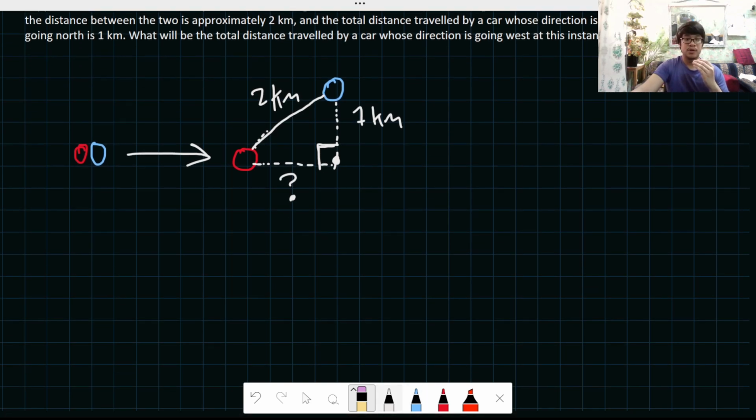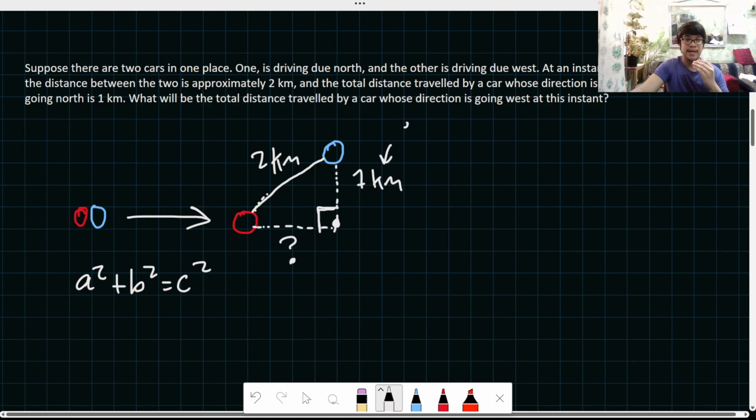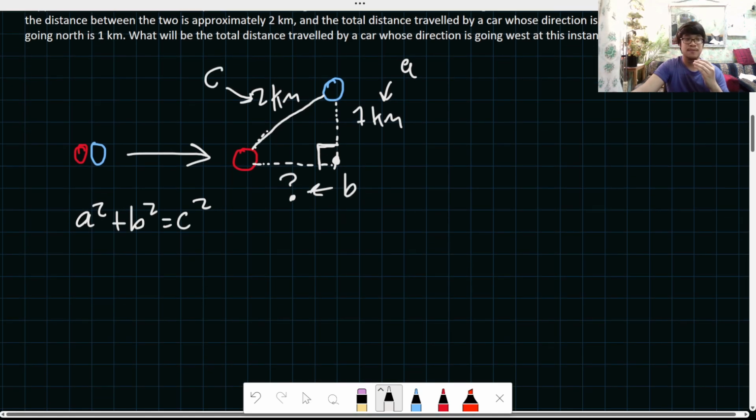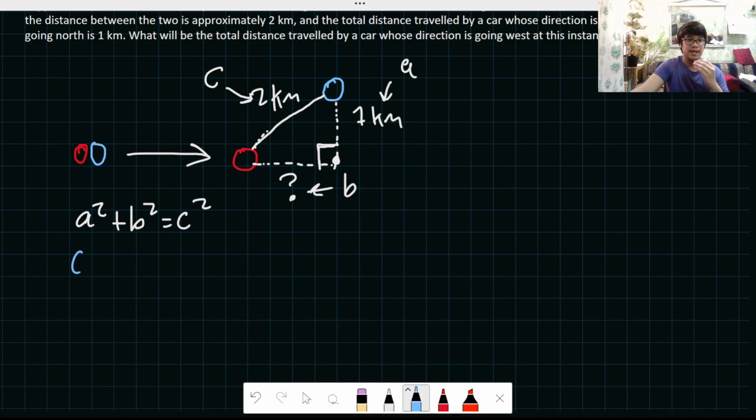All right. Remember that our formula of Pythagorean theorem is basically a squared plus b squared is equal to c squared. Now we can say that our A is 1 kilometer, B is the missing side that we're going to look for, and C is the longest side. So that means 2 kilometers is C. So our goal is we're going to find B in this situation. So your A is 1 kilometer squared plus your B, the one that we're looking for, is equal to C squared, which is 2 kilometers squared.